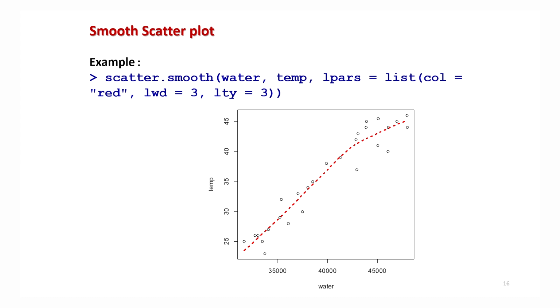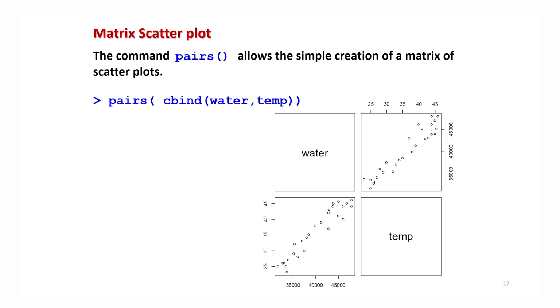And in the same scatter smooth plot, if you want to make a different type of line, something like you can see here, a broken line like this one, then you can simply use the command lpars equal to list, where col is equal to red, lwd is equal to 3 and lty is equal to 3. For different values of this lwd and lty you get different types of graphics. So my request will be either you look into the help or you try to change these values and see how the pattern changes, right?